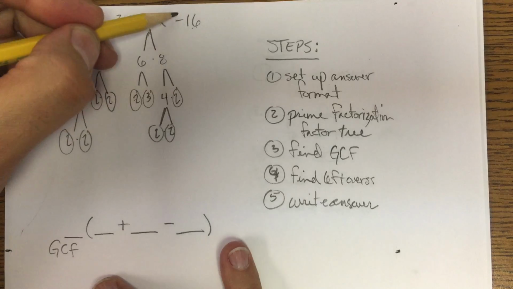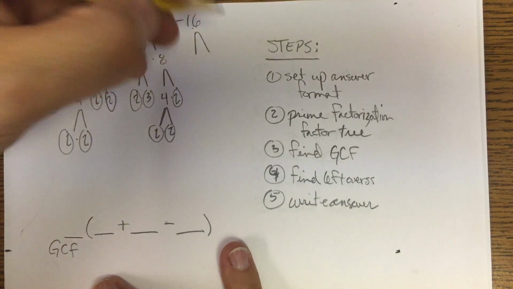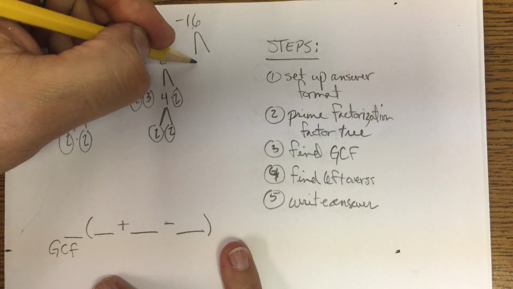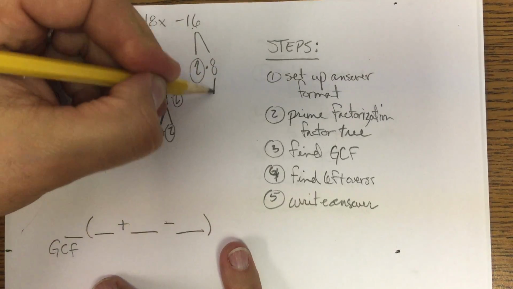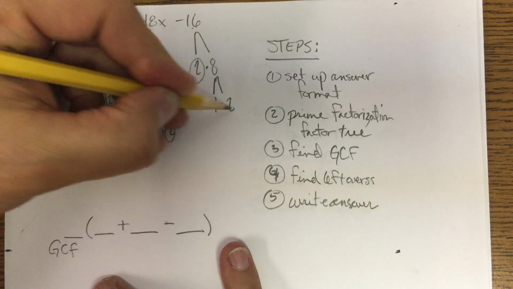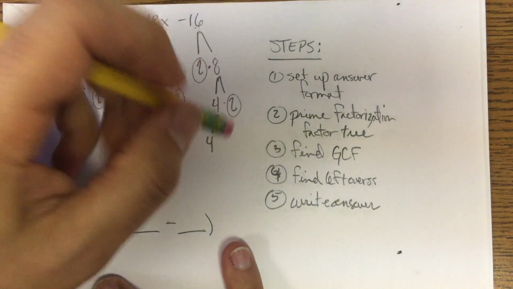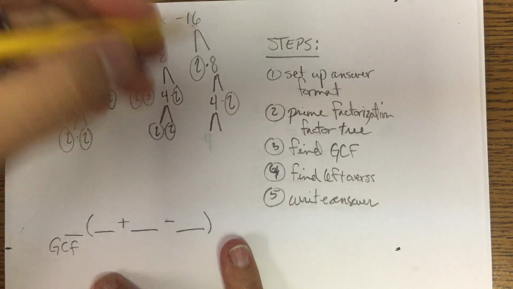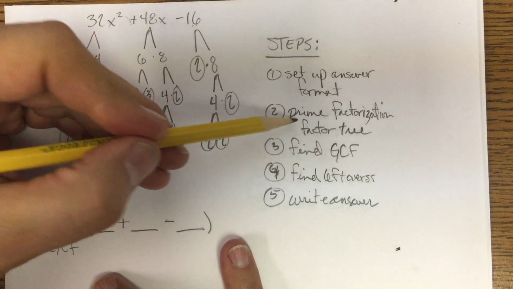Now, 16. We're not worried about the negative because the negative is going to be right down here. What numbers can we multiply to get 16? 2 and 8. Well, 2 is a prime number, so that's good. 4 times 2, that's a prime number. Sorry, not 2, 4. What numbers can multiply to get 4? 2 times 2. So I'm going to circle those. Now, that's our prime factorization.